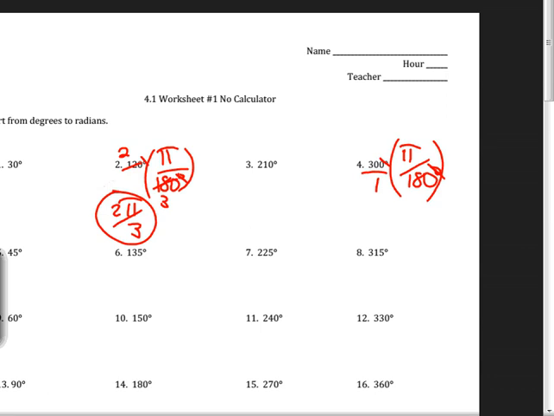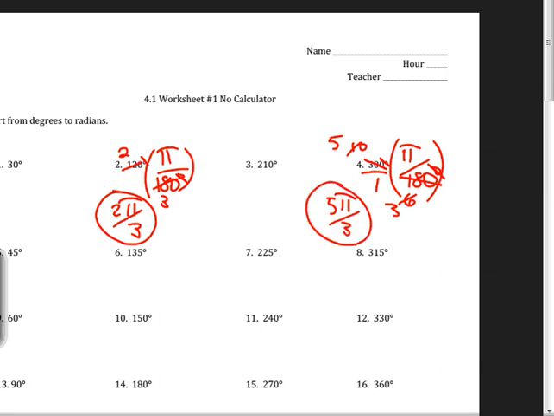Because in both of them, 60s are a really good thing to know. 30s are another good thing to know. If I want to do 30, I can do that. 30 goes in here 10 times, and 30 goes in here 6 times. And then I have to reduce it again. What goes into both 10 and 6? 2. 2 goes in here 5 times. 2 goes in here 3 times. So it's 5 pi over 3.